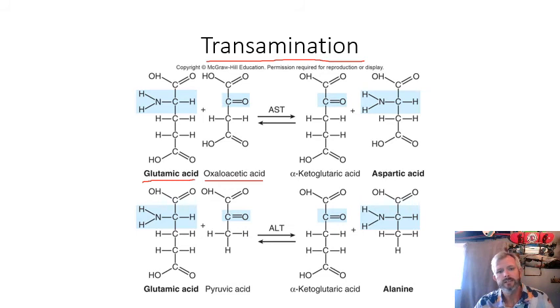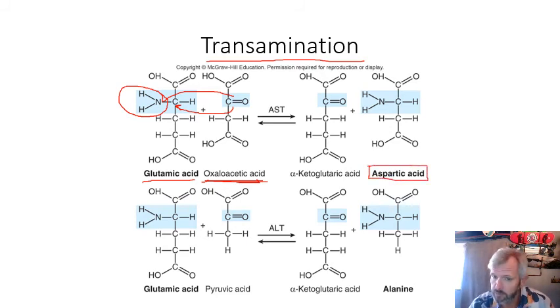And so basically, what are we doing in these transaminations? We're swapping this bond there. When we add an amine, okay, again, glutamic acid is our donor of our amine group. We're adding an amine to oxaloacetic acid, we form aspartic acid. Okay, one of our non-essential amino acids.